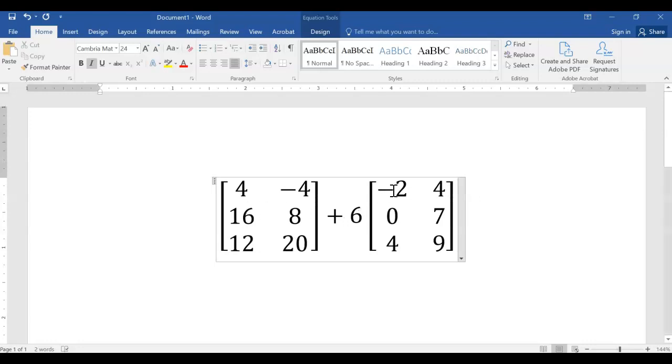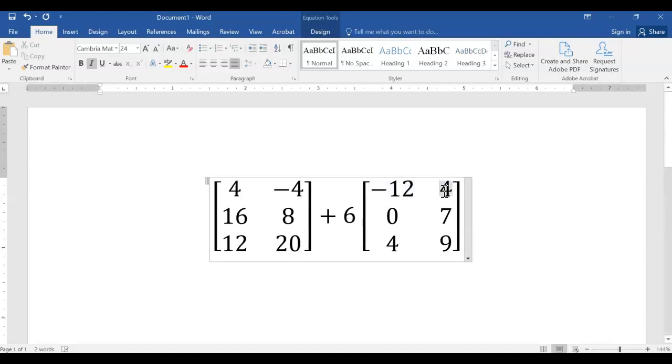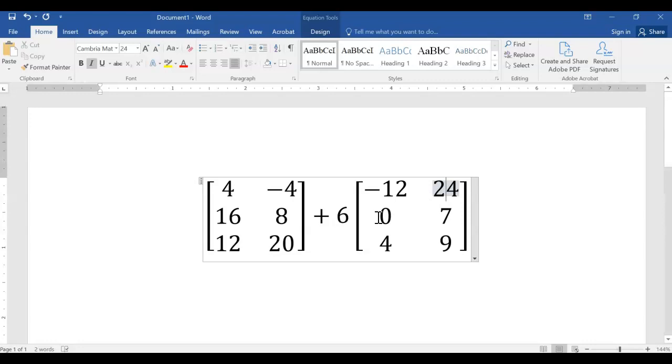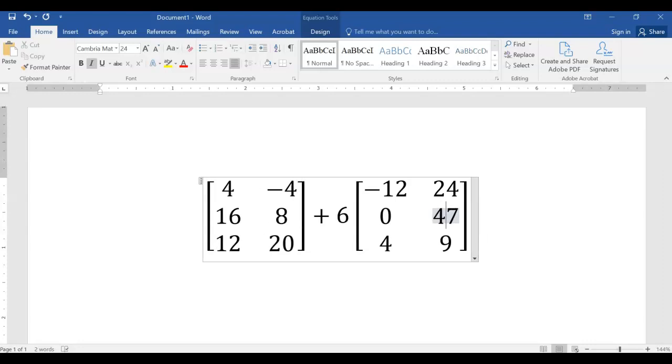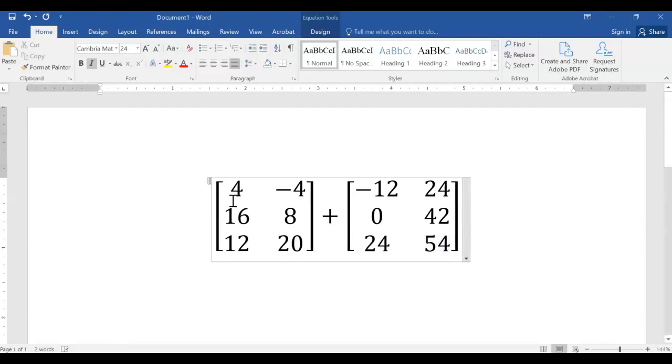Then we're going to take 6 times each entry. 6 times negative 2 is negative 12, 6 times 4 is 24. 6 times 0 is 0. 6 times 7 is 42. 6 times 4, 24. 6 times 9 is 54. And there we go. So we multiply by those scalars, this is what we get.